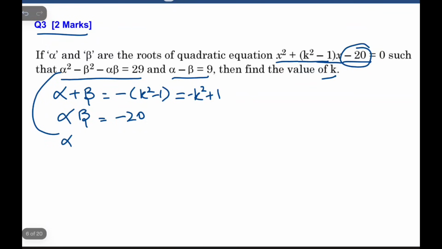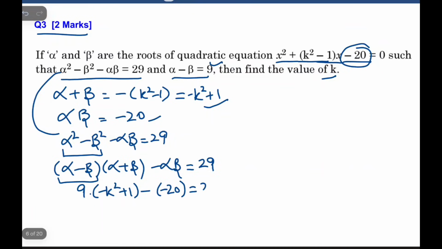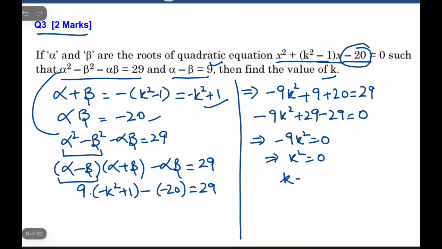Now we have been given alpha square minus beta square minus alpha beta is equal to 29. Here we can apply the formula of a square minus b square. A minus b times a plus b minus alpha beta is equal to 29. Now alpha minus beta is given to be 9 times alpha plus beta, that is minus k square plus 1, minus alpha beta, which is minus 20, is equal to 29. That implies minus 9k square plus 9 plus 20 is equal to 29. Minus 9k square plus 29 minus 29 is equal to 0. That implies minus k square is equal to 0. That implies k square is equal to 0 and value of k is equal to 0.